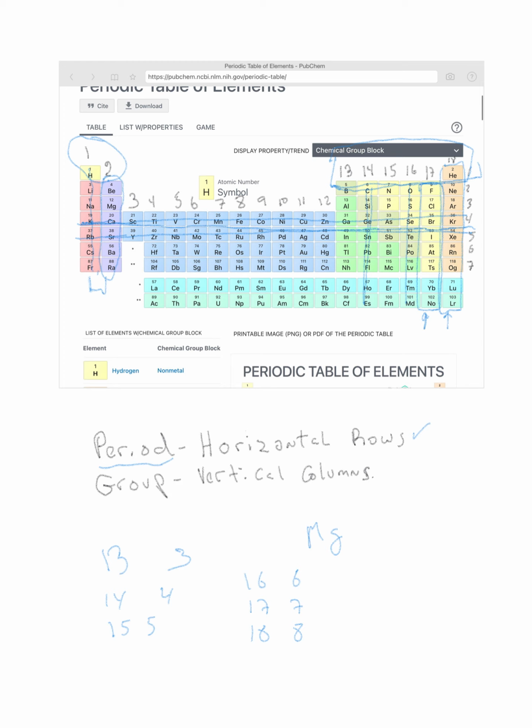And then if you go to the next one, period 5, you're going to go through the same pattern. So it's a repeating pattern. It's periodic. That's why it's called the periodic table.